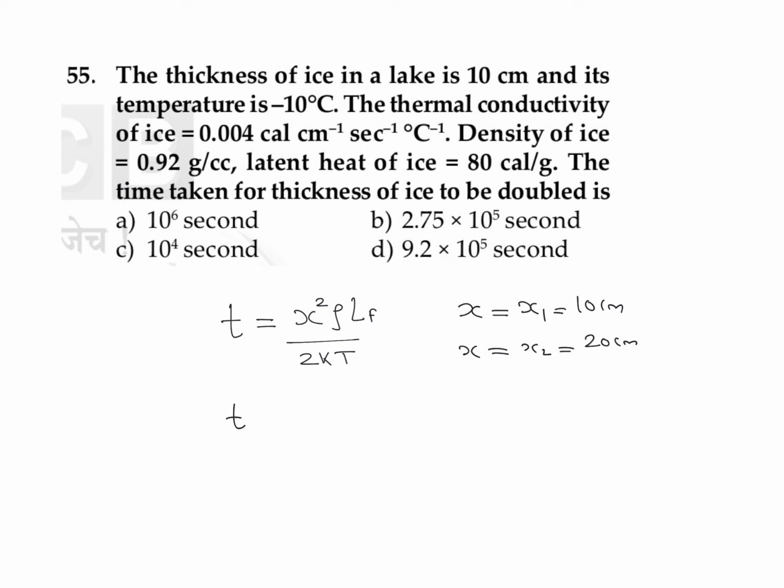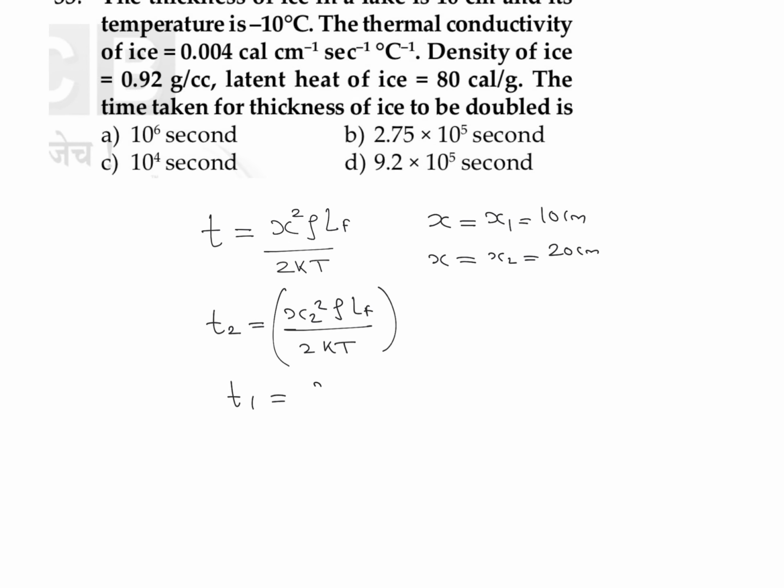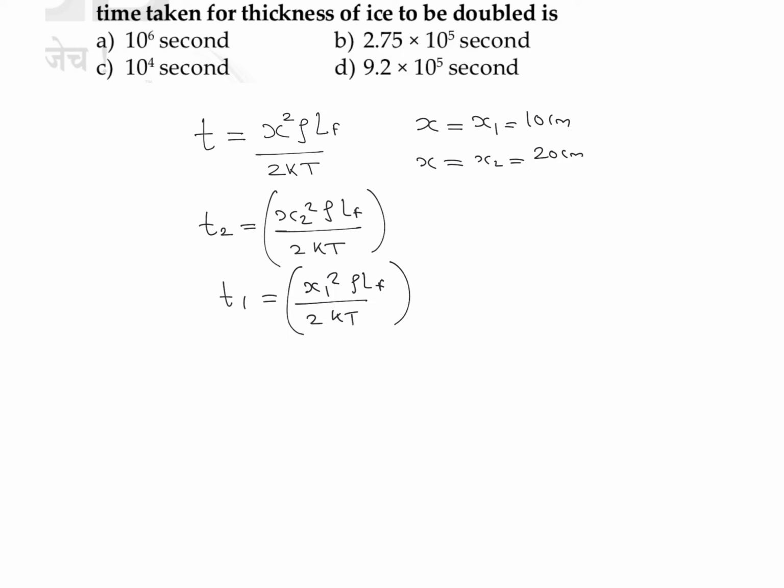So we can write, from 0 to x2 the time taken is T2, equal to x2 square into rho into latent heat of fusion divided by 2 into K into T, and the value of T1 we can write as x1 square into rho into latent heat of fusion divided by 2 into K into T. So from 0 to x1 time is T1, and 0 to x2 time is T2. So we have to find out the time taken to change the thickness from x1 to x2, which is equal to T2 minus T1.